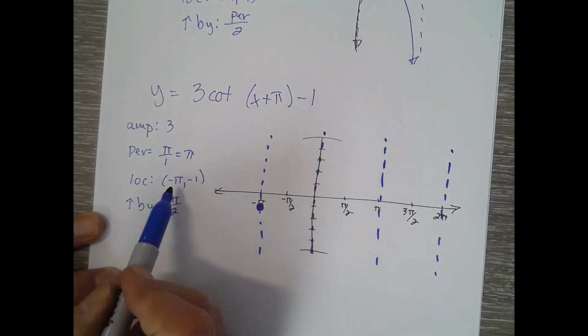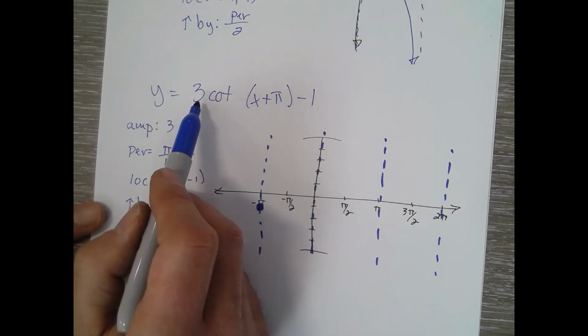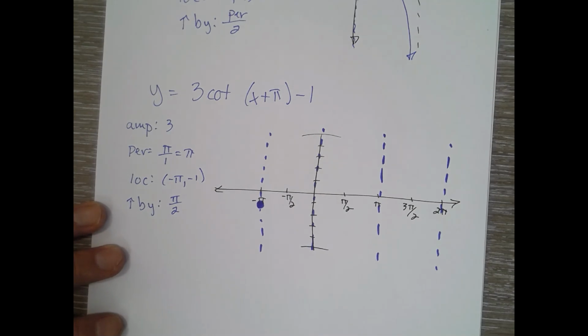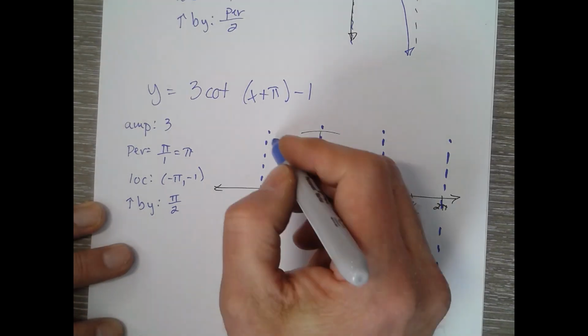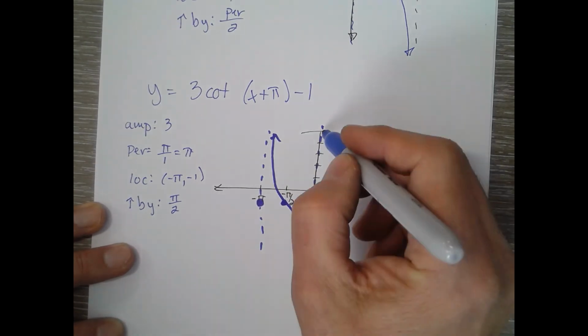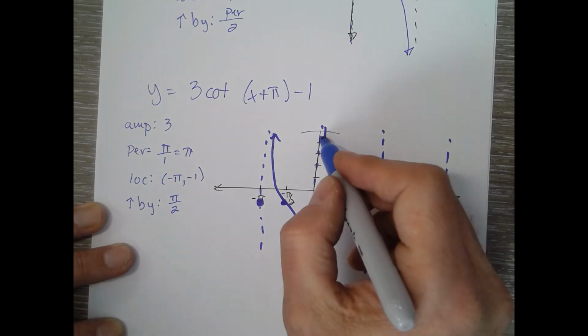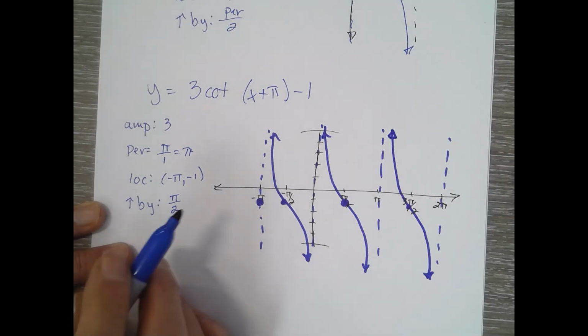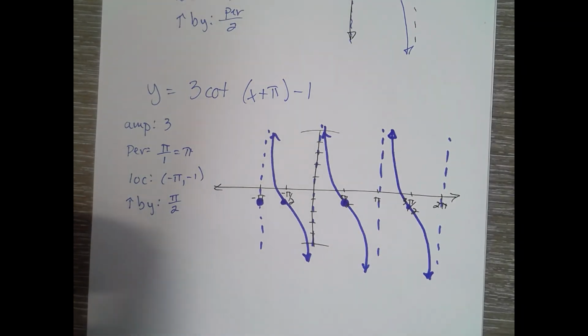All right, so if negative pi, negative 1 is the locator, and it's a positive cotangent, what's the one point that it's going to go through? Negative pi over 2 comma negative 1. Very good. It's going to go through this point right there. It's going to go through pi over 2, negative 1, and 3 pi over 2 if we wanted to do 3 periods. See if you can figure out the domain and range on this.